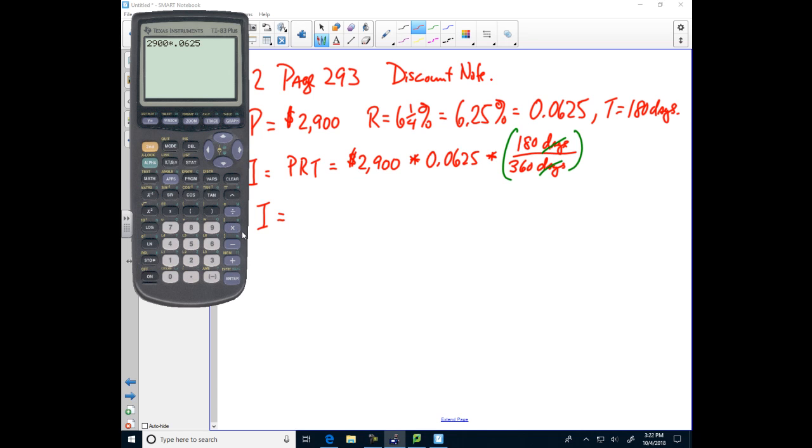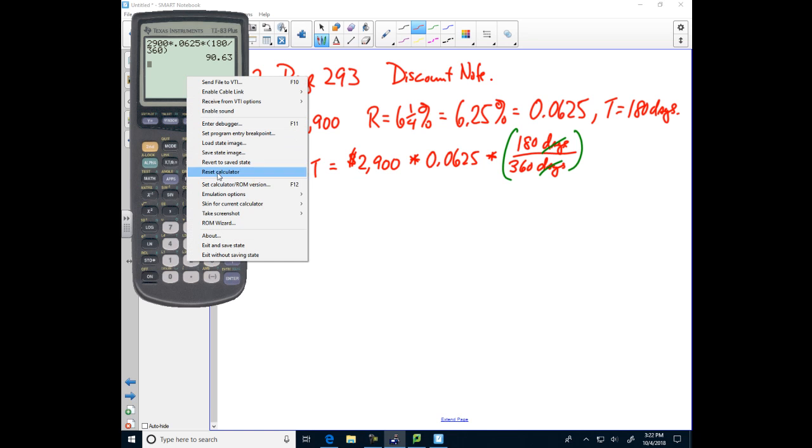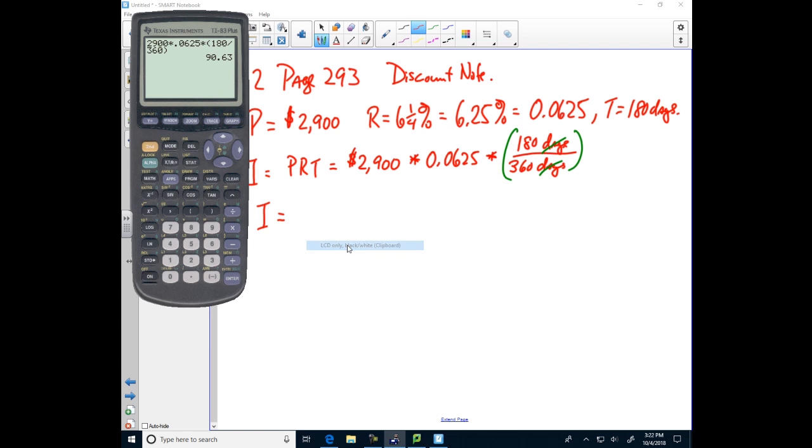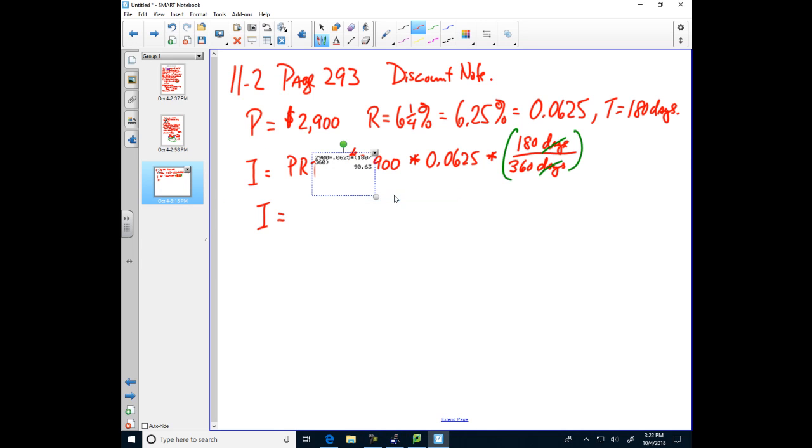What else? 625 times the quantity, 180 over 360. And yeah, Melissa's right. If you look at that and say that's 1/2, yeah, that's good. You can go and put that in there. So I come up with $90.63. What'd y'all get? I got 362. Hmm? 362. I didn't do it right on this.